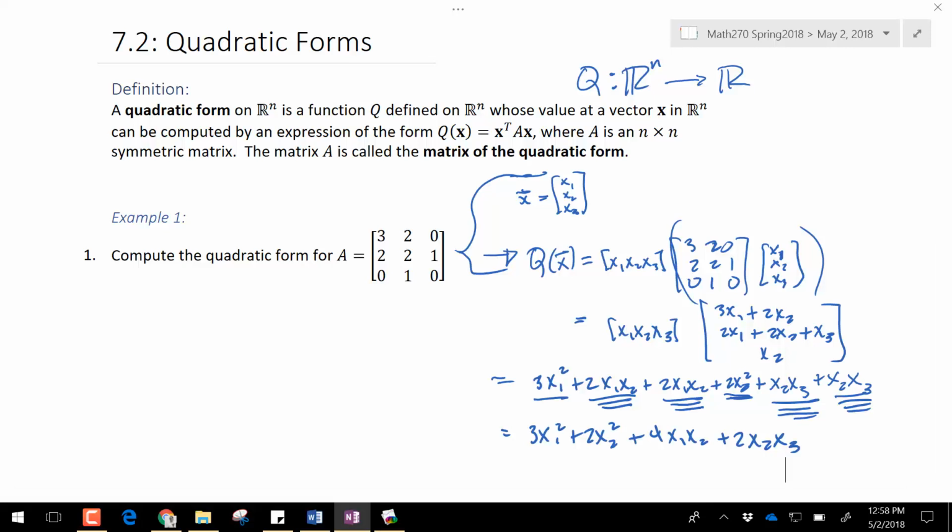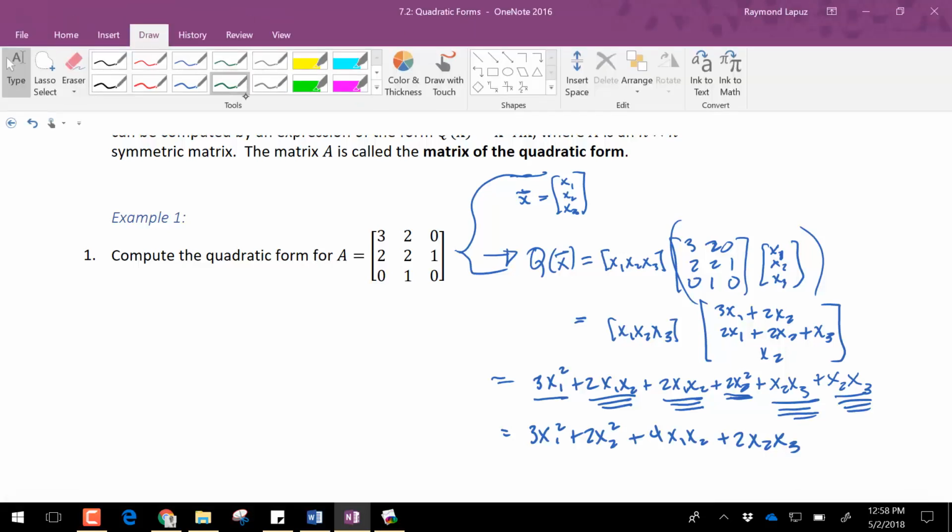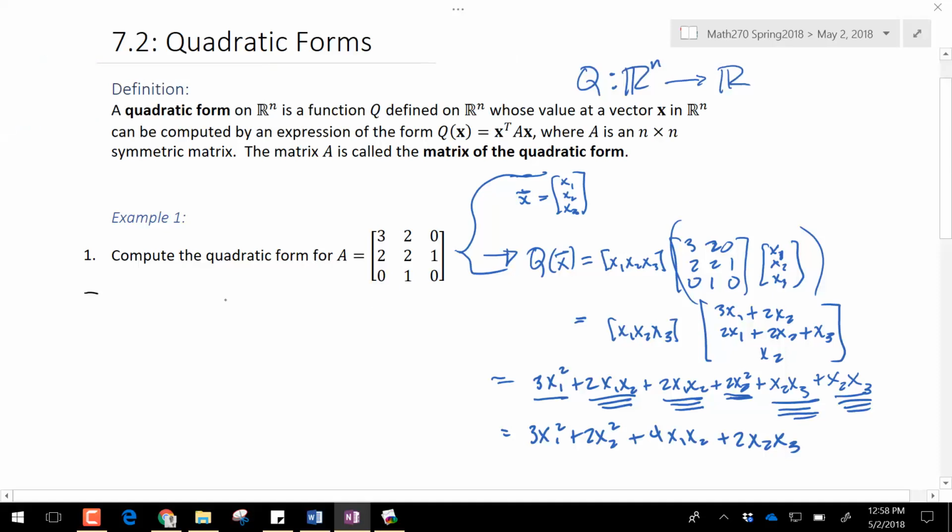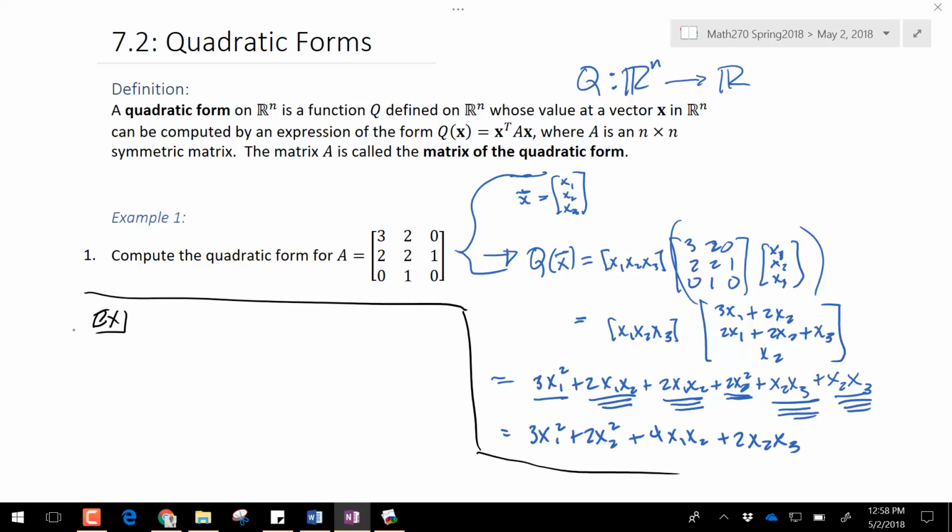So that's a quadratic form. All right, we probably should take a look at another example to see if we can make some observations. And the thing is that you can make any 2 by 2 or any symmetric matrix and then figure out what the quadratic form is. And so let's do another example.